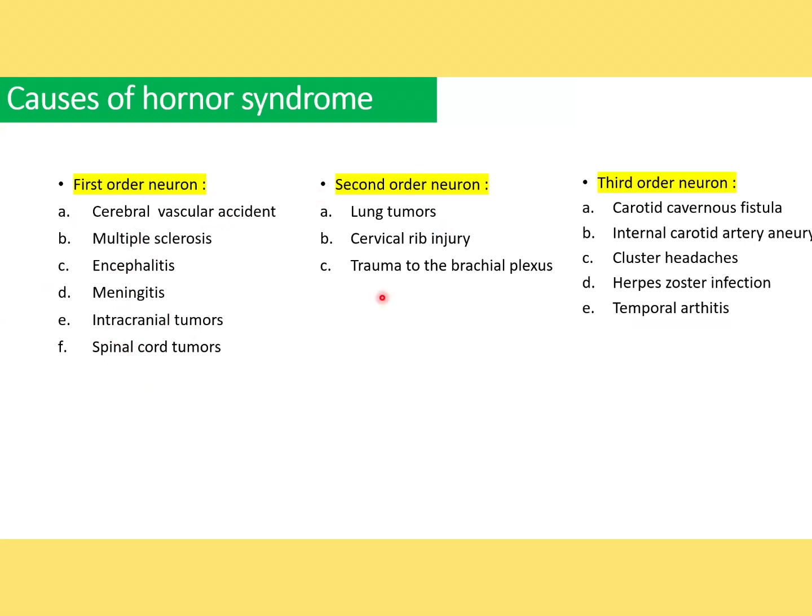For second order neuron damage, causes include lung tumor, cervical rib injury, or trauma to the brachial plexus. And third order neuron damage includes carotid cavernous fistula, internal carotid artery aneurysm, cluster headache or migraine, herpes zoster infection, or temporal arteritis. So all these things can also lead to Horner syndrome. Then ultimately, if damage happens in the pathway of those nerves, it leads to Horner syndrome signs. Okay.